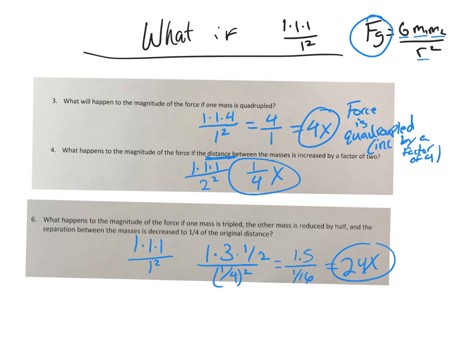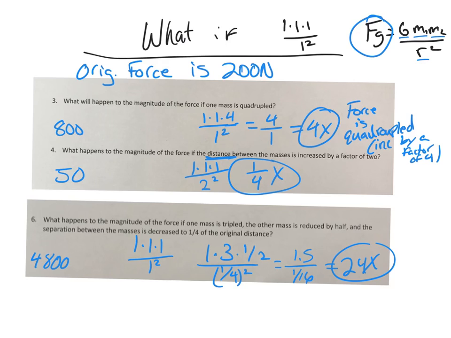Now, notice I could have told you that the original force was a number. What if I said the original force is 200 newtons? So now, what would be the new force on each of these? Well, the new force on 3 would be 800, 200 times 4. The new force on 4 would be 50, 200 times 1/4. The new force on number 6 would be 200 times 24, which would be 4,800. It would be a big number.